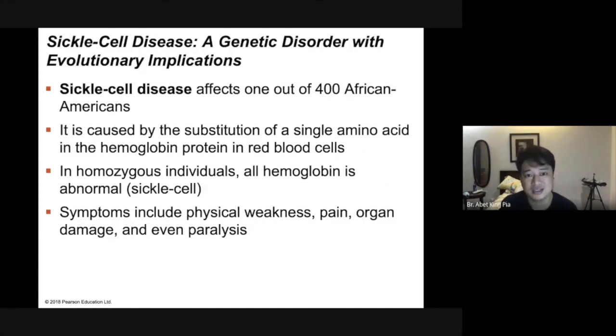Now, sickle cell disease naman, again, this is a genetic disorder with evolutionary implications. So, African Americans, marami, mga 1 out of 400. So, medyo maliit yung case nila.